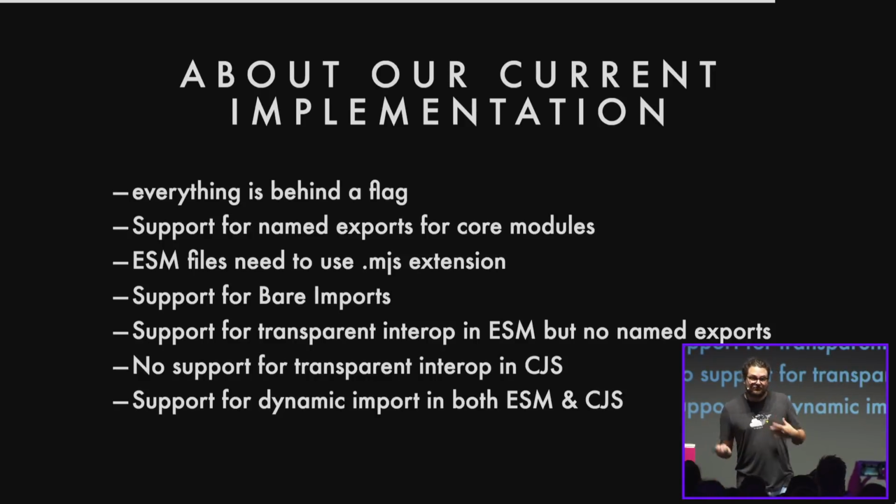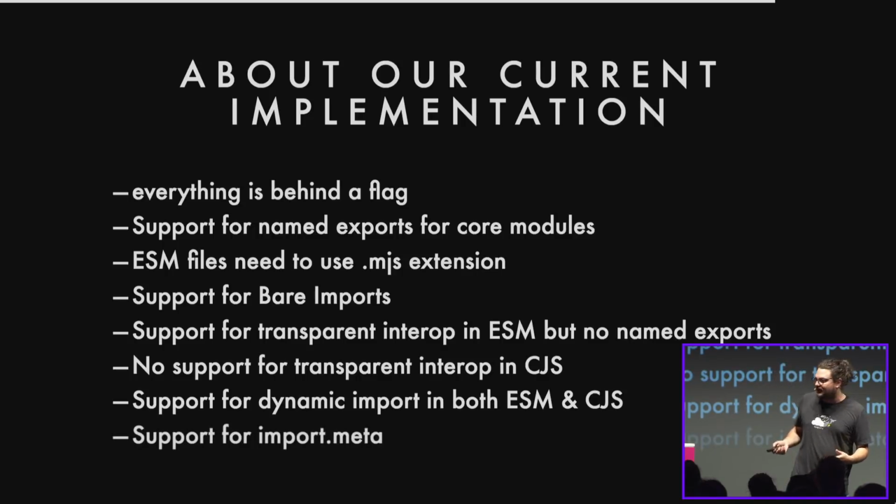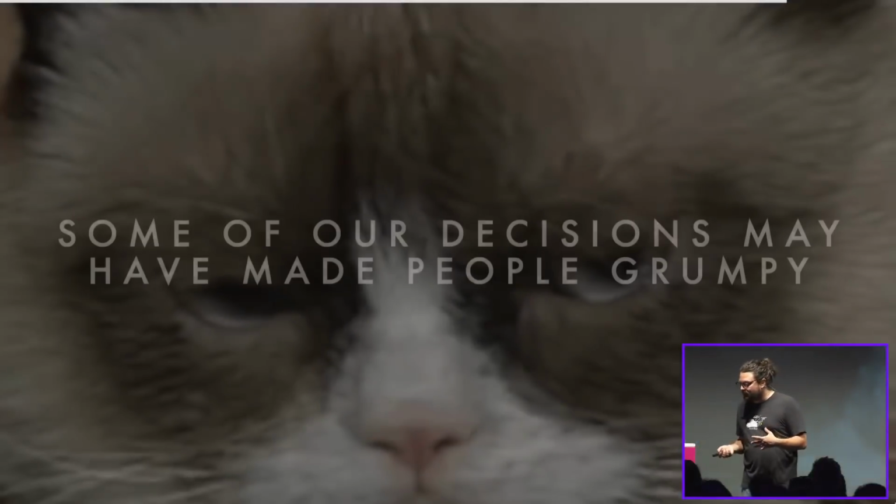Top level await will make this really great in ESM, but currently the top level await spec is not targeting the script goal, so it's not an enhancement that would ever be available in CJS. We also have support for import.meta, but currently we're only exposing import.meta.url.